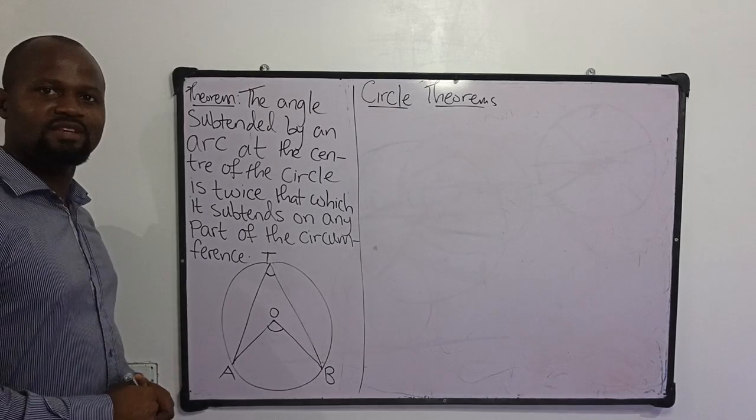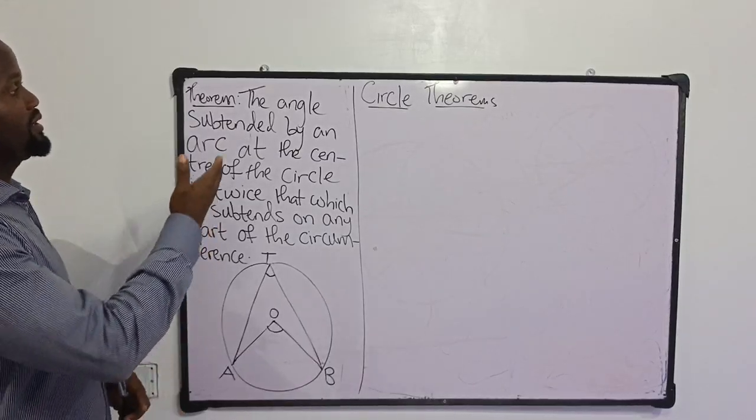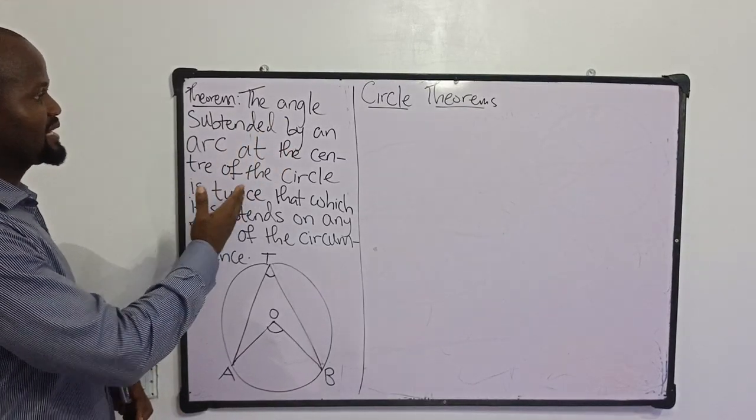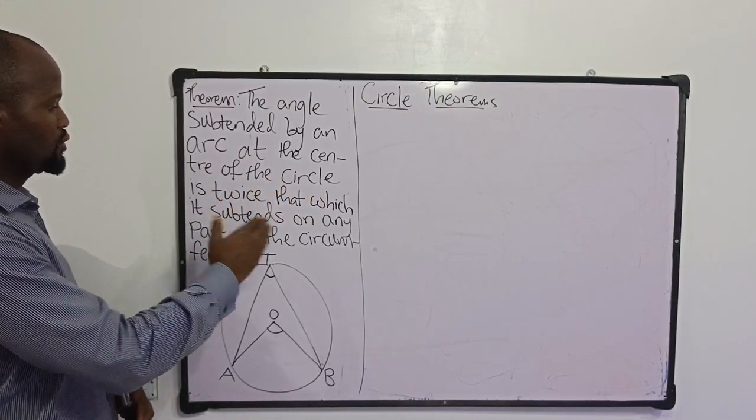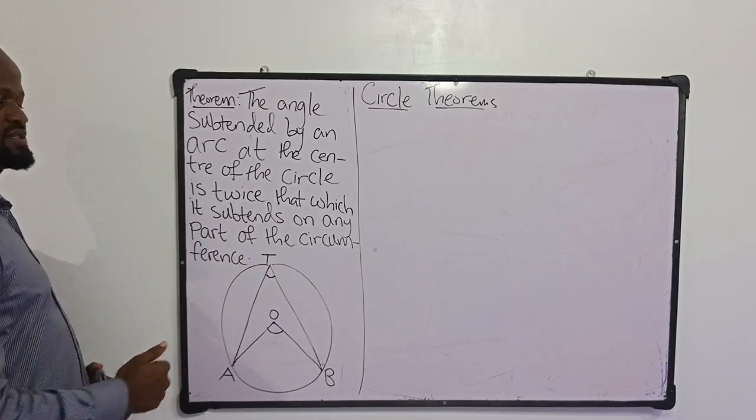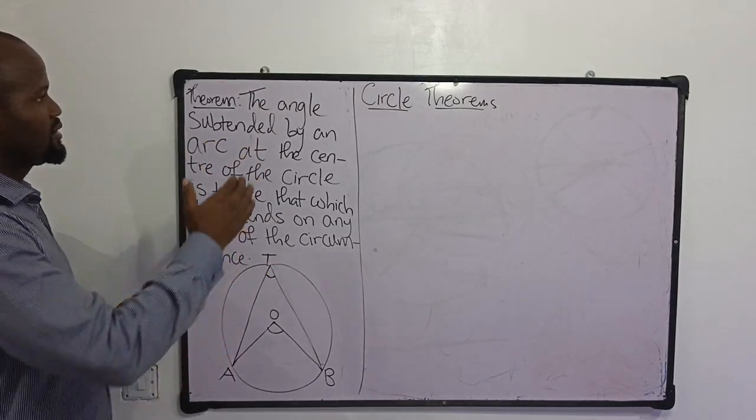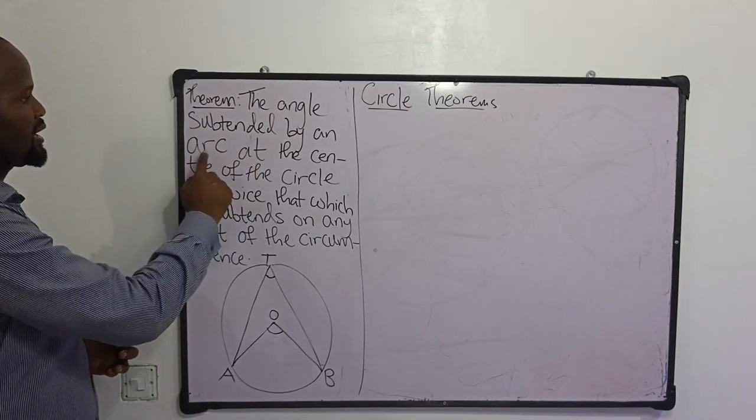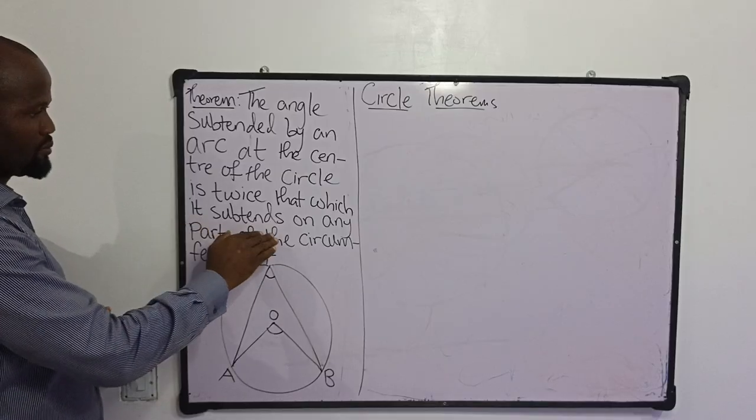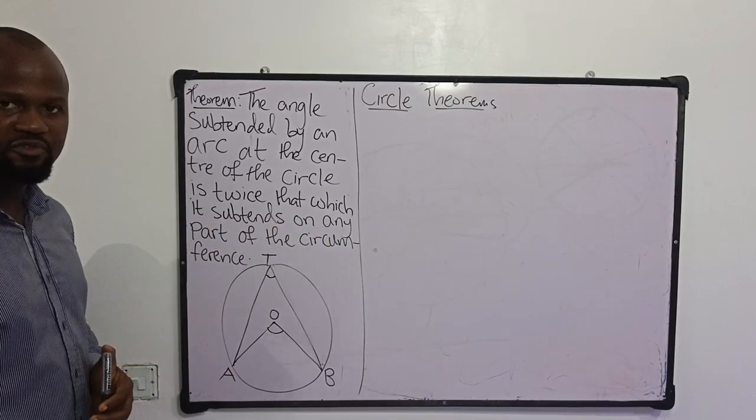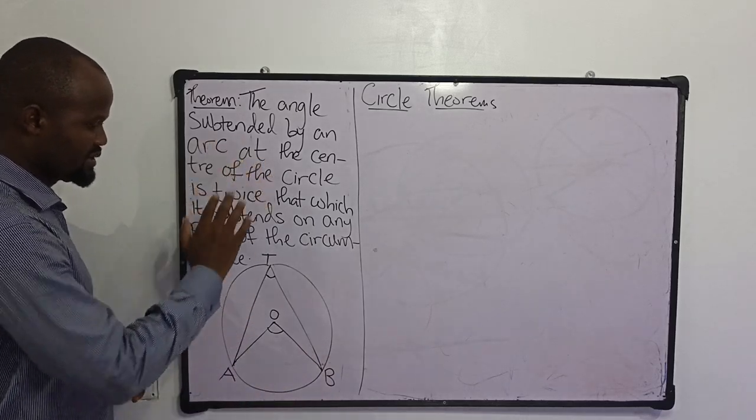Okay, so this is the next one we're going to try to prove, and it states: the angle subtended by an arc at the center of the circle is twice that which it subtends on any part of the circumference. Now you see this word subtended simply means formed. The angle formed by an arc at the center of the circle is twice that which it forms on any part of the circumference. This is a diagram that represents this statement.